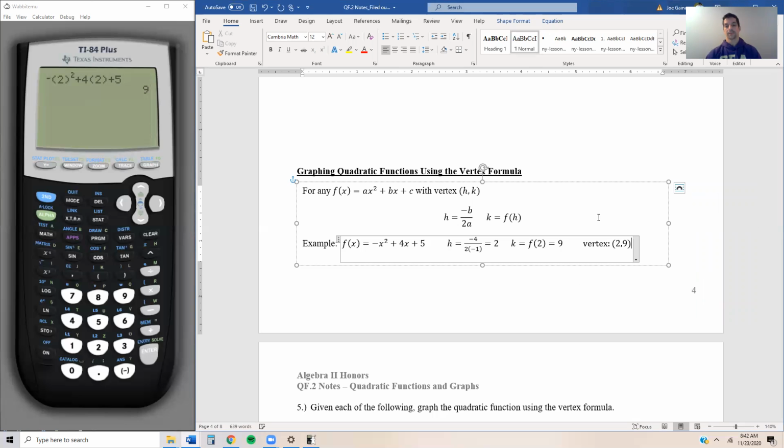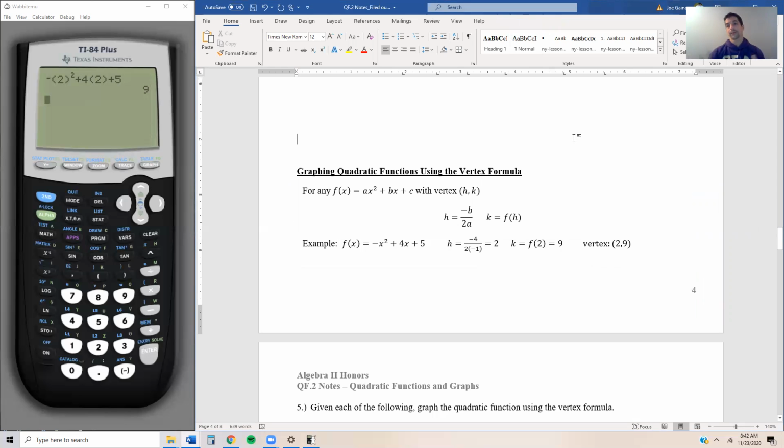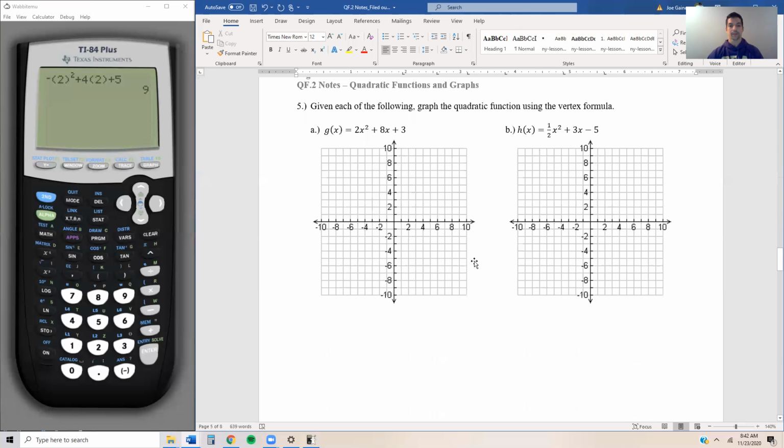So we can see that this method is actually probably considerably easier than completing the square. If you can remember this equation, it's not going to be given to you, but in some instances, you're going to be allowed to use the vertex formula. We can substitute into this equation to find h, then take that value for h, substitute that into the function to find k, and now we have the vertex. So let's go ahead and take a look at some example problems.